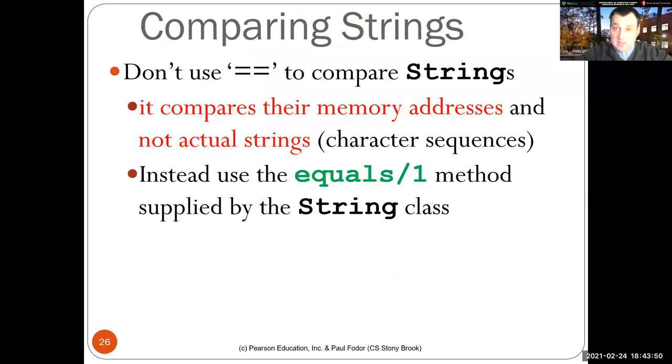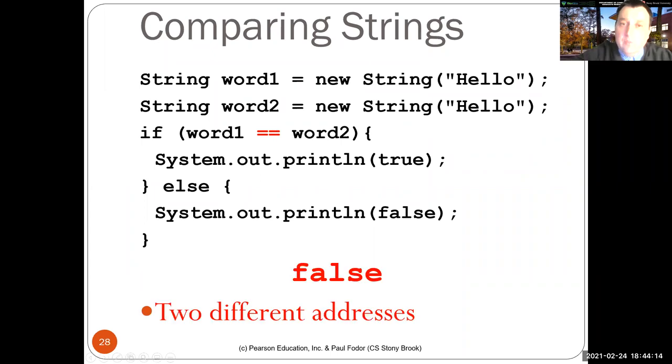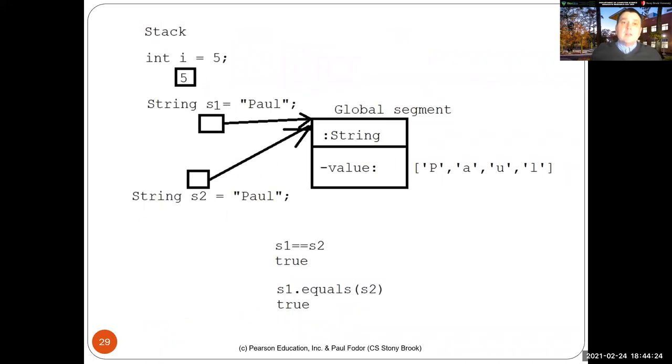Don't use the double equal sign to compare strings. It compares their memory addresses instead of their actual contents. Instead, always use the equals method. This is a similar example to the one that I gave you earlier. If you have two words, word1 and word2, both assigned a new string that contains hello, and you compare them with the double equal operator, it will print false. These are two references to two different objects in memory, therefore they are not the same. If you do double equal, so here is an example.